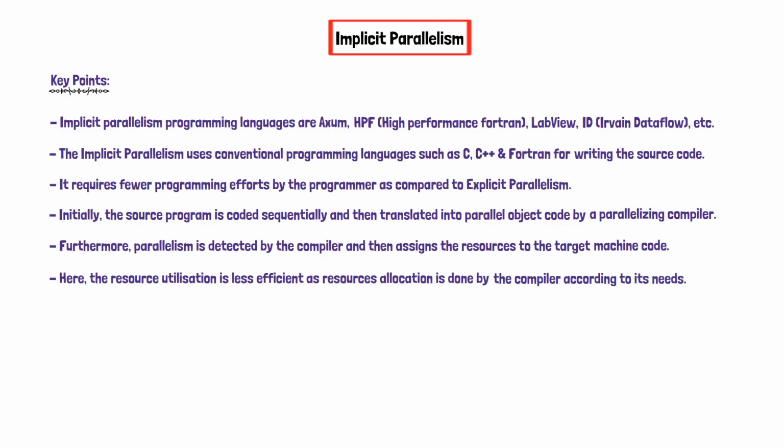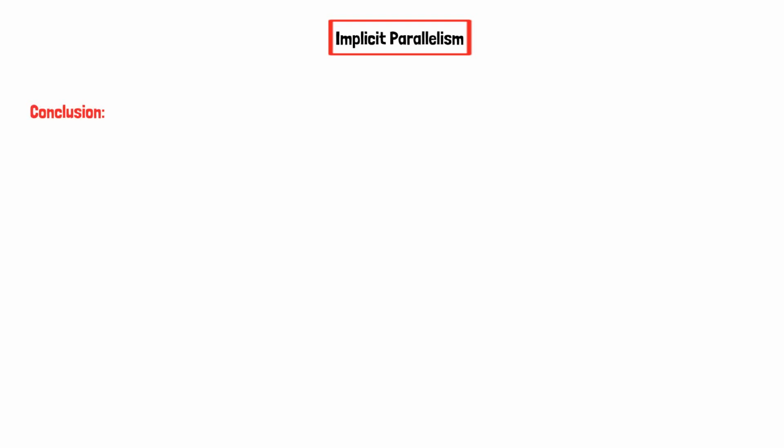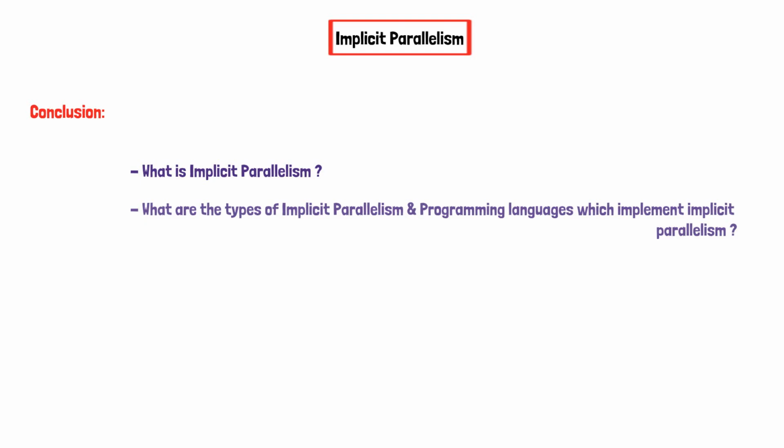So in conclusion, we saw what is implicit parallelism, what are the types of implicit parallelism, and the programming languages which implement implicit parallelism.